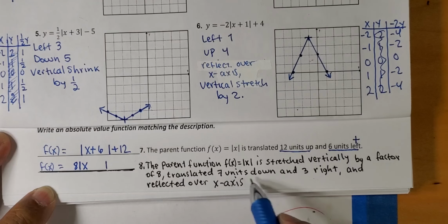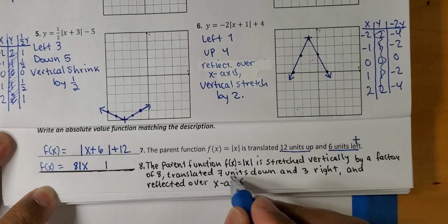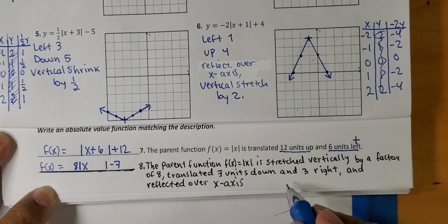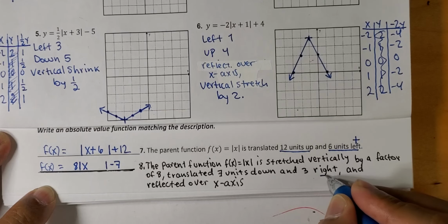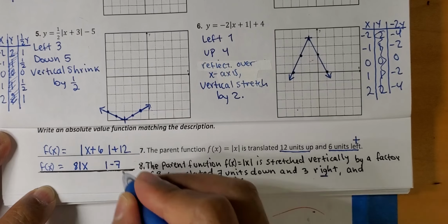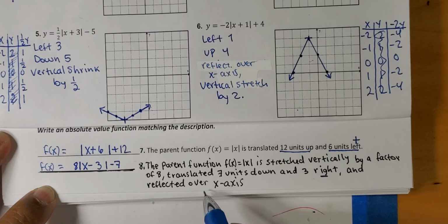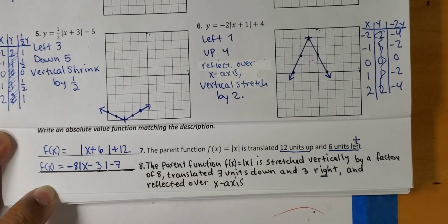Okay, translated 7 units down. So this applies outside of the absolute value. It's saying down, so then it's minus 7. And 3 units right. Again, don't forget, if it's going to the right, we do it counterintuitive, so we're going to subtract 3 units. So minus 3. And reflected over the x-axis. So the only way this is possible is if we have a negative in front of the 8.